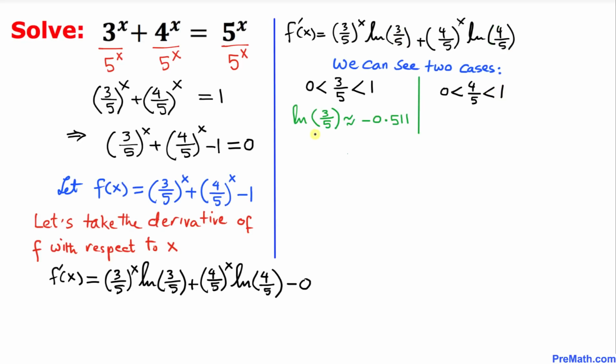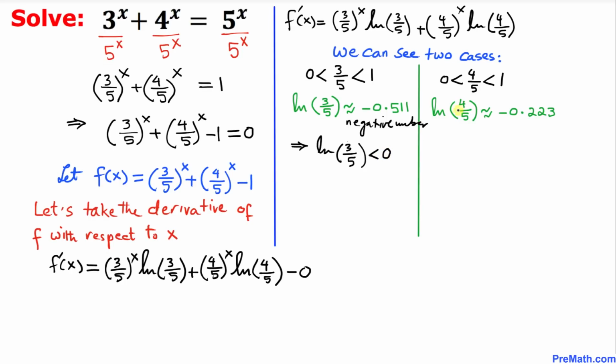And now if we use a calculator, the natural log of 3/5 is approximately equal to negative 0.511, which is a negative number. Okay, just keep that in mind. So therefore, this natural log of 3/5 is less than 0, a negative number.